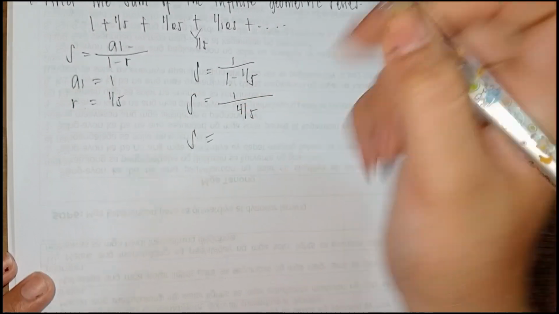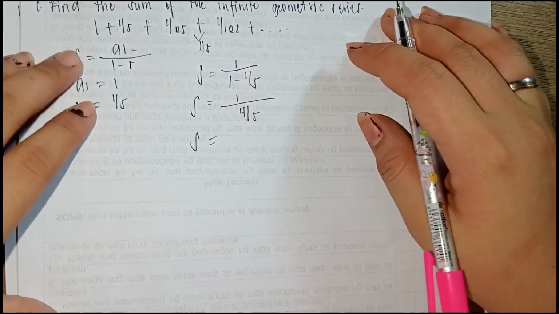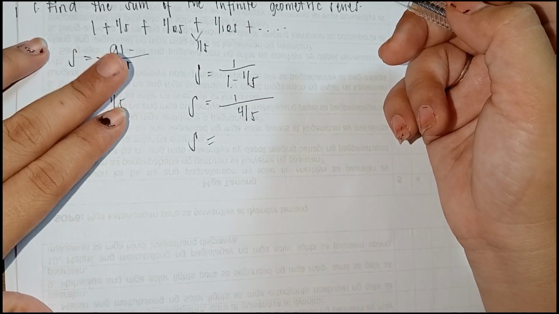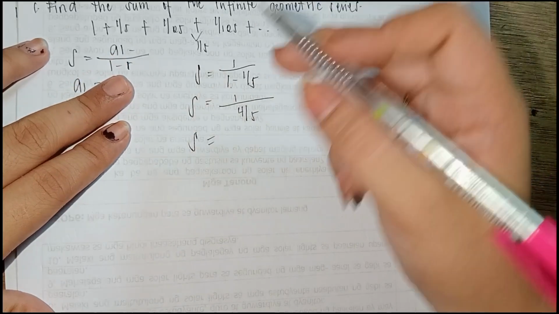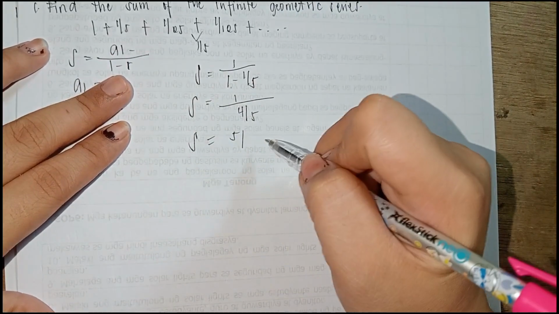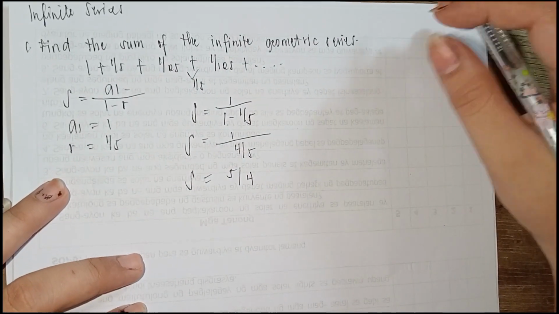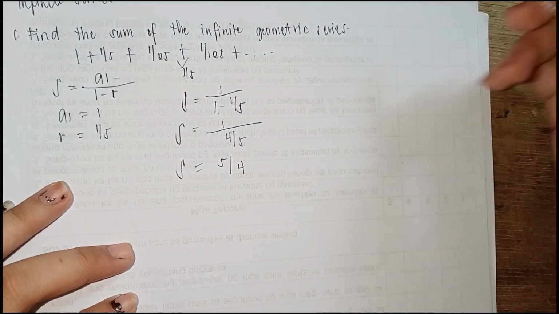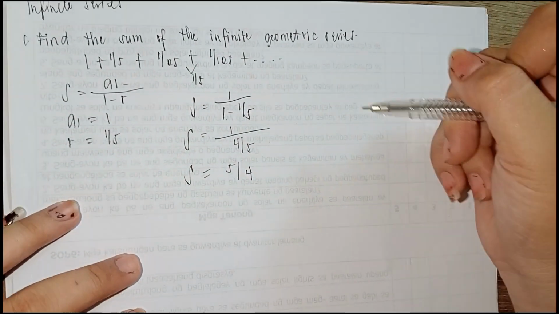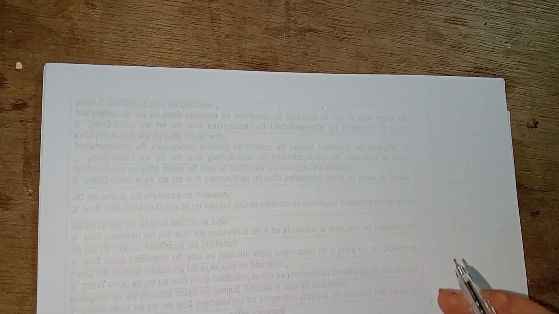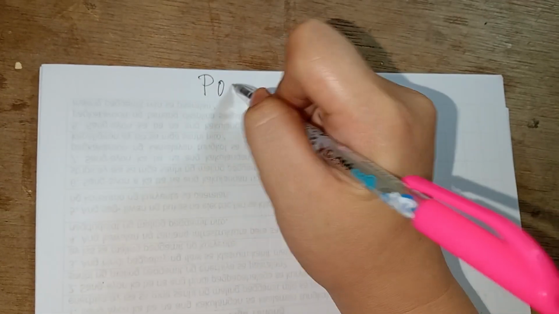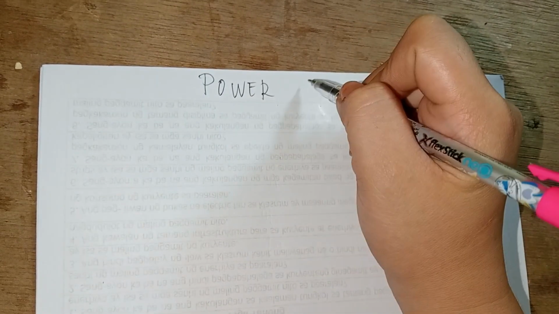So the sum of the infinite geometric series 1 plus 1 fifth plus 1 over 25 plus 1 over 125 is 5 over 4. So that is how we will execute the geometric series using the infinite and finite series. Okay, so our next topic is about power series.